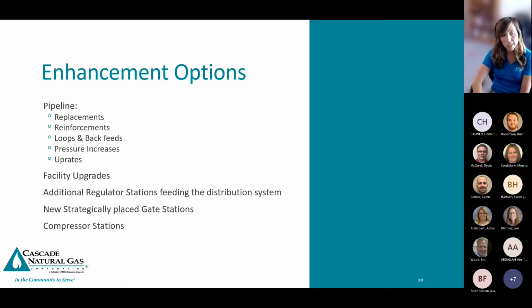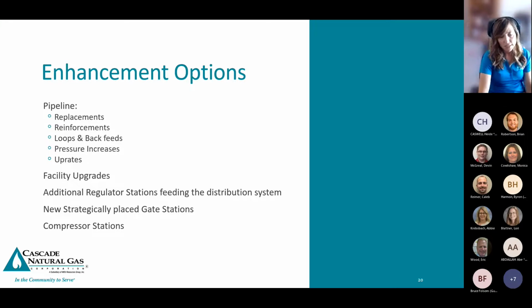We could do pressure increases or uprates. With facilities, you can always upgrade a facility. Maybe the whole facility needs to be upgraded or maybe certain components. With distribution systems, you can always add additional regulator stations to feed the distribution system. Additional reg stations would get more flow and pressure into the system. Another option is we can always add gate stations to our system. And there's always potential for compressor stations on some of our higher pressure laterals.